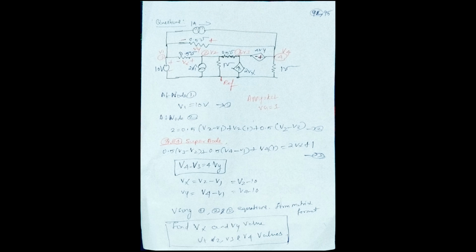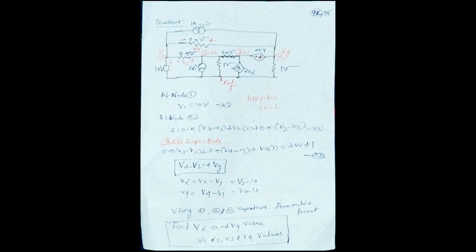From this circuit we write the formula V4 minus V3 is equal to 4 Vy. That is given in the circuit, obtained from the circuit, because the 4 Vy source is positioned between the third and fourth nodes. So one nodal voltage is in the opposite direction. So V4 minus V3 is equal to 4 Vy.